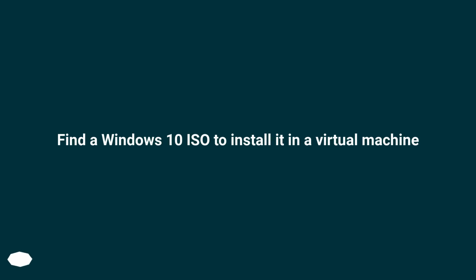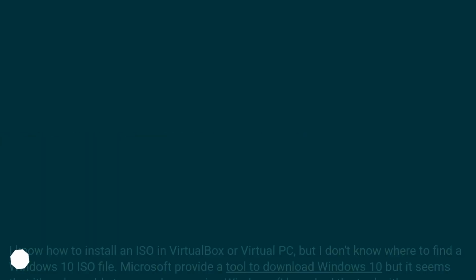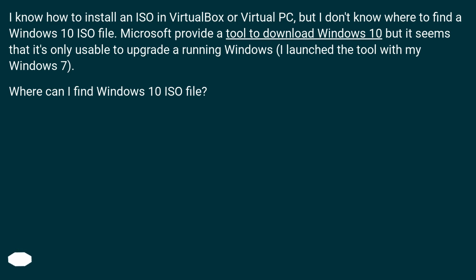Find a Windows 10 ISO to install it in a virtual machine. I know how to install an ISO in VirtualBox or VirtualPC, but I don't know where to find a Windows 10 ISO file. Microsoft provide a tool to download Windows 10, but it seems that it's only usable to upgrade a running Windows. I launched the tool with my Windows 7. Where can I find Windows 10 ISO file?